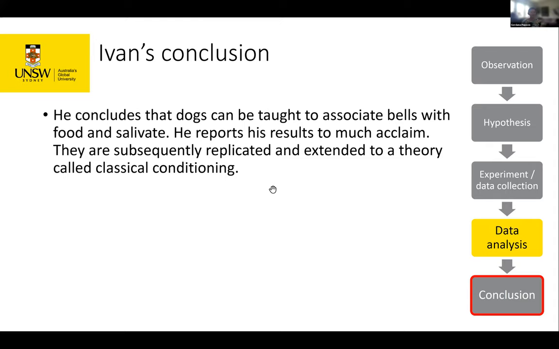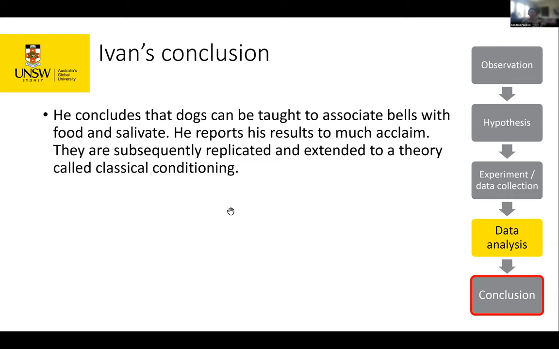Okay, so what has Ivan done? Ivan has followed the scientific process. He's got an observation. He's used that observation to form a hypothesis. Then he collected some data to test his hypothesis, analyzed the data, and came up with a conclusion based on that data. So good for Ivan.